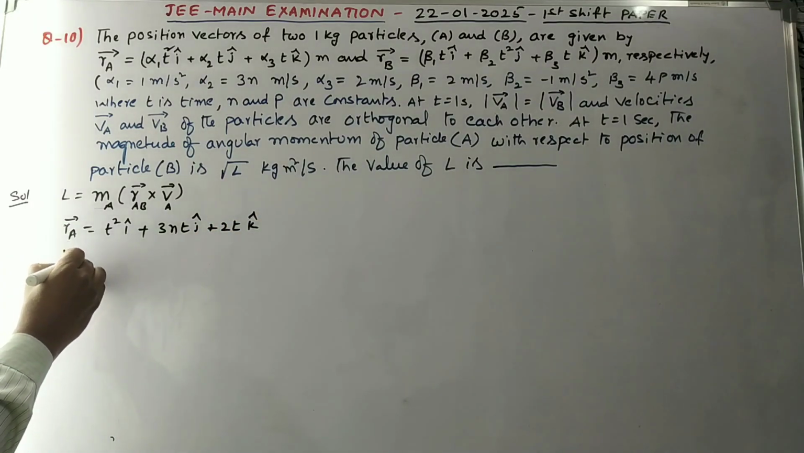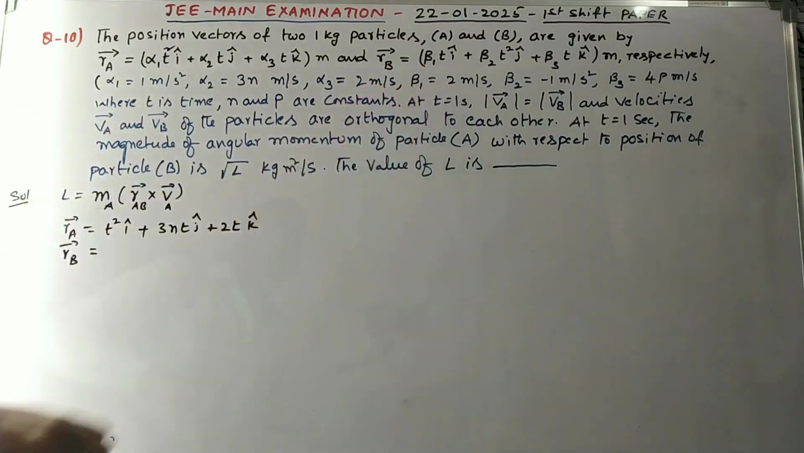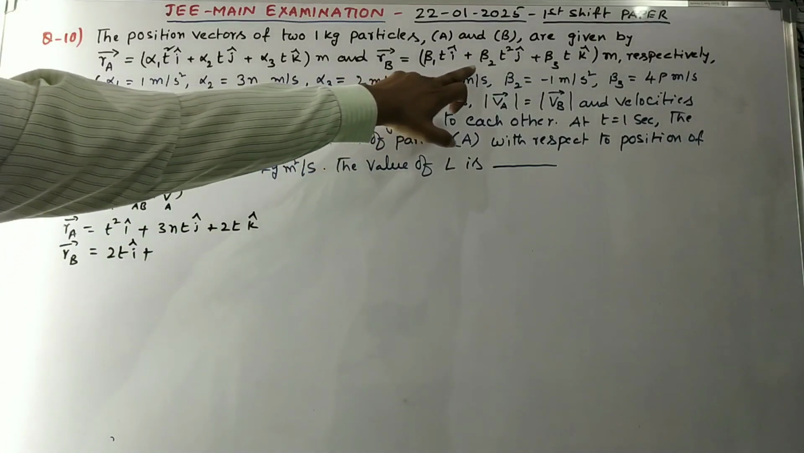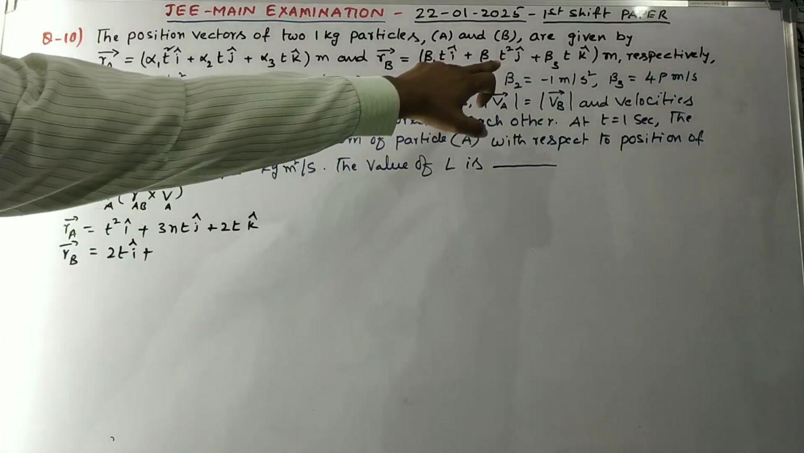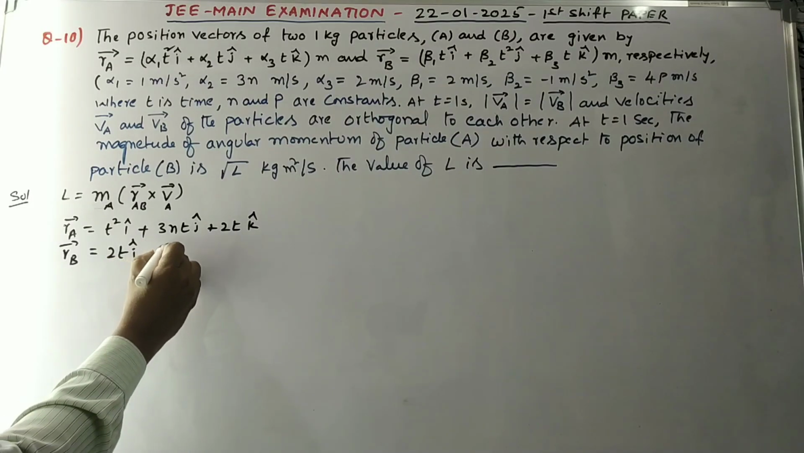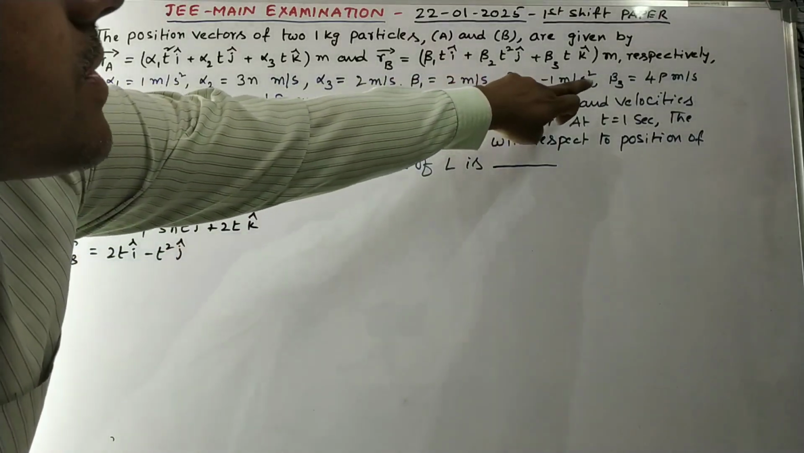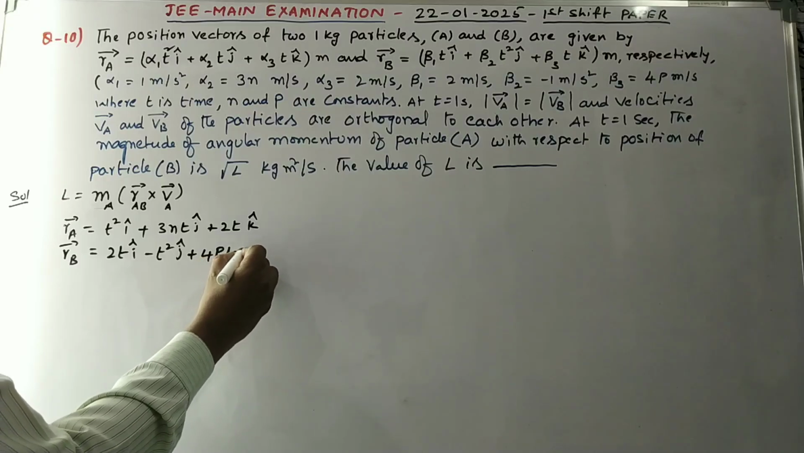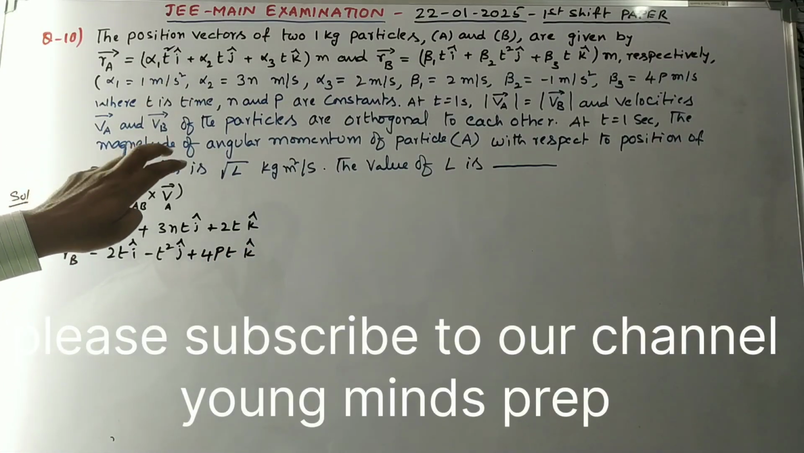Similarly, the position vector of particle B: beta 1 is equal to 2, that means 2t I cap, plus beta 2, which is minus 1, that means minus 1 t square j cap, plus beta 3, which is 4p plus 4p t k cap.